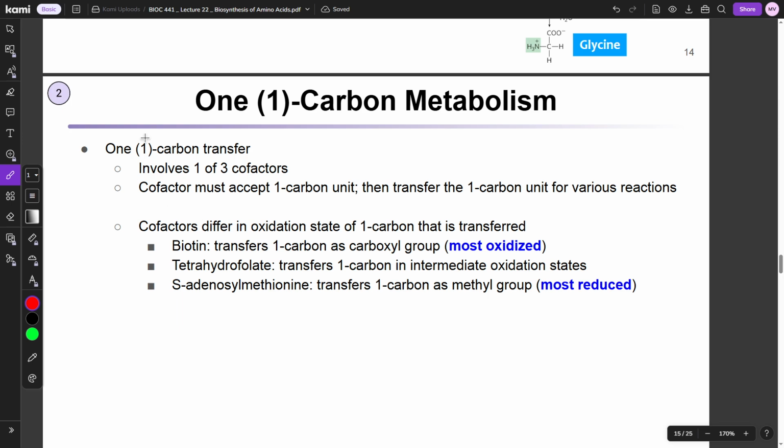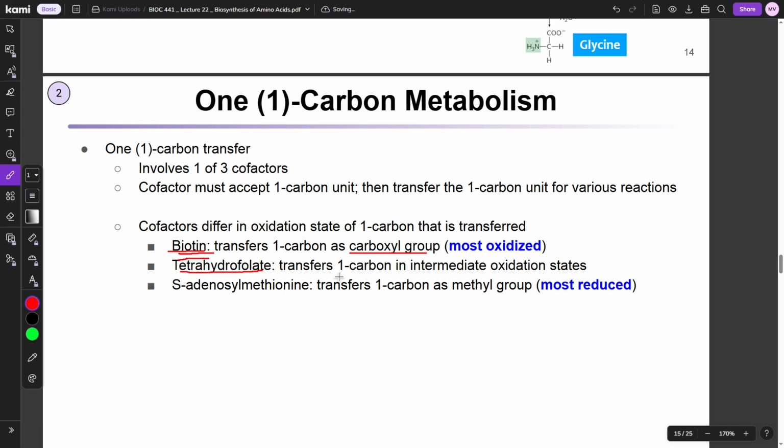So, one carbon transfer involves one of three cofactors. There are three different cofactors you could use. And these cofactors are biotin, THF, and SAM. The main idea is that biotin always transfers things as a carboxyl group, right? So remember, malonyl-CoA uses biotin because it's a carboxylation reaction. Pyruvate carboxylase, remember, uses biotin as a cofactor.